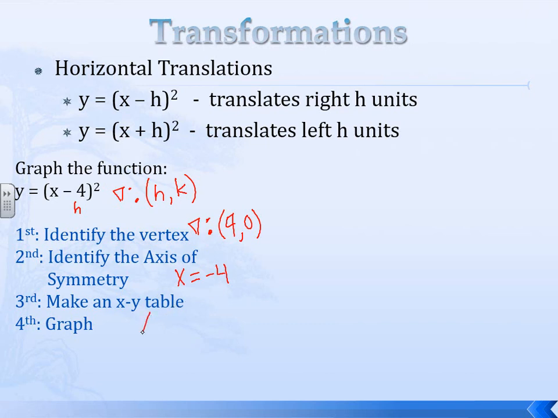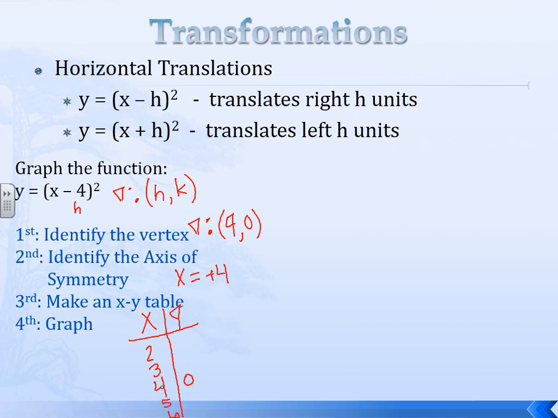And now let's make our table. And again, you want to put your vertex in the middle of the table, not negative 4, positive 4, to match your vertex. Positive 4 here, positive 4 here. So we're going to put our vertex in the middle of the table, which is 4, 0. We're going to pick two numbers less than 4, which is 3 and 2, and two numbers greater than 4, which is 5 and 6.